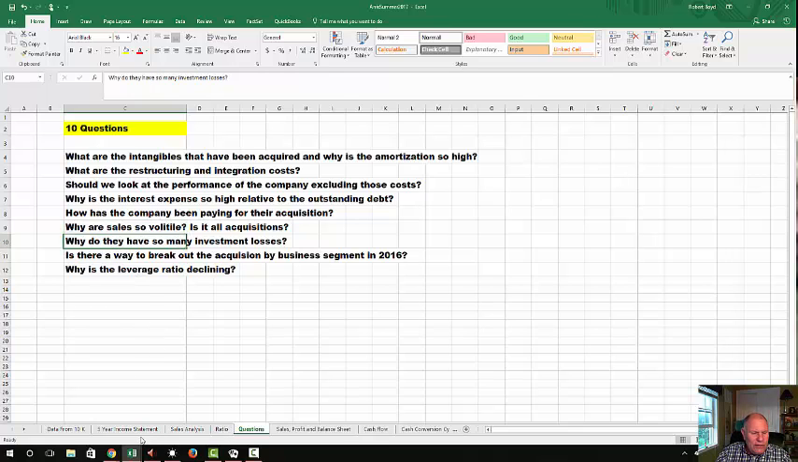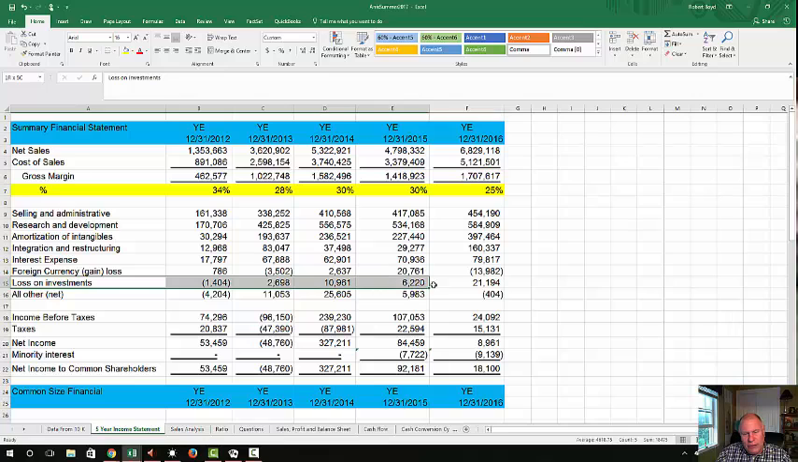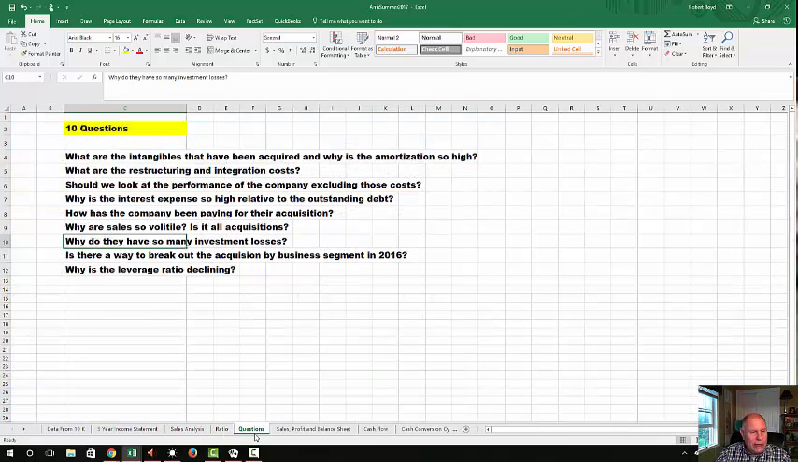Next is, why do they have so many investment losses? Again, I'm focusing on the income statement, and this sort of hits me like, if you have investments, why are you losing so much money? They're a manufacturer. They do technology. Why are they making money or losing money on investments? That's a question I have. Is there a way to break out the acquisitions by business segment in 2016? I didn't see it, but that's a question that I have.